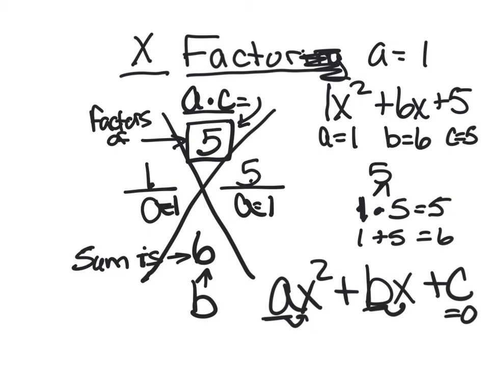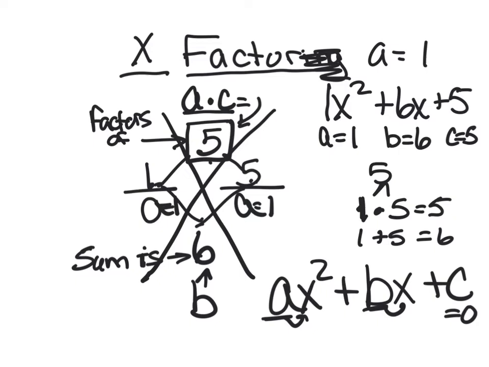So I can multiply them and get 5, and then I can add them and get 6. Okay, always check to make sure that that's working out. You multiply them and you get that. You add them and you get that. Okay?